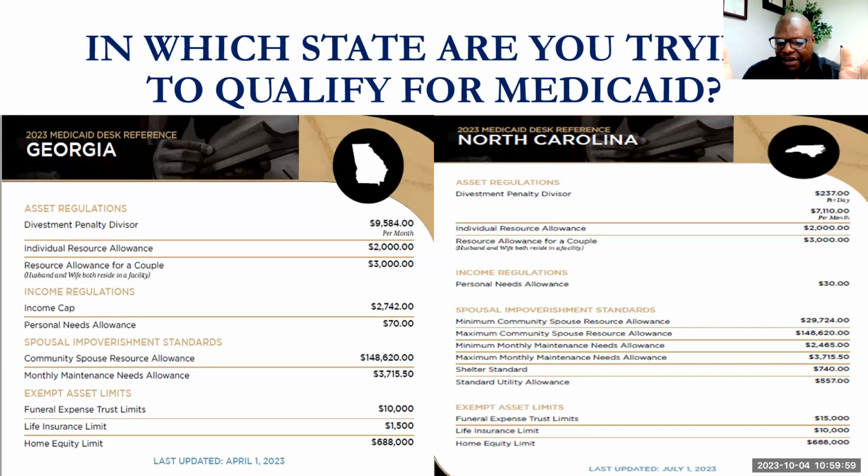North Carolina, if they had 155, then the person going in gets 2. That leaves 153. Because it's a 50-50 state, they take the 153, divide it by 2, and now they can only keep $76,500 as a spouse in the state of North Carolina. So you see 76,000 versus 148, right? Tremendous difference. And in addition, North Carolina does not exclude the IRAs for both spouses. So North Carolina is far harder and far more devastating to be on Medicaid than in Georgia.